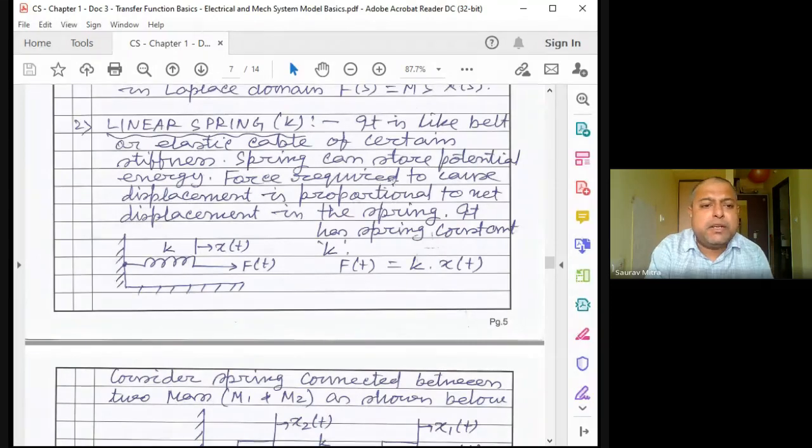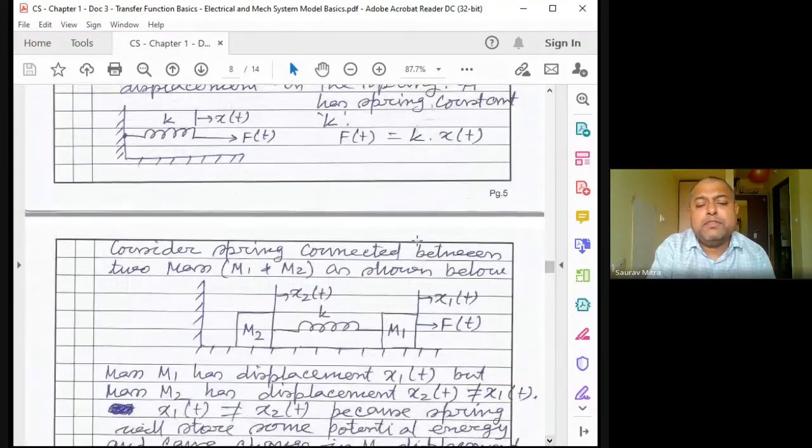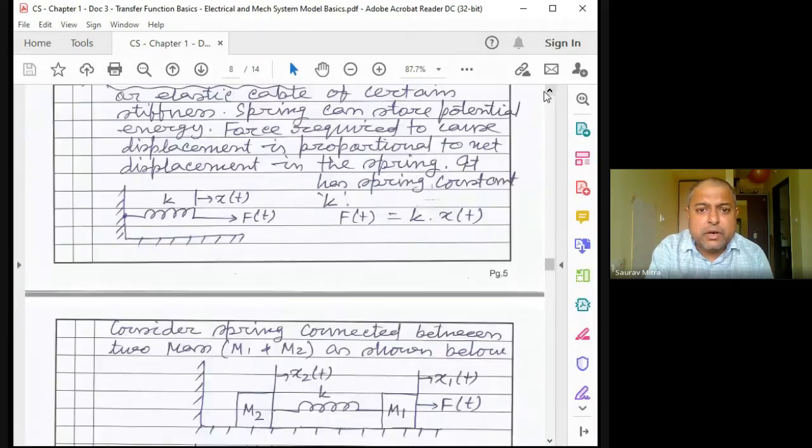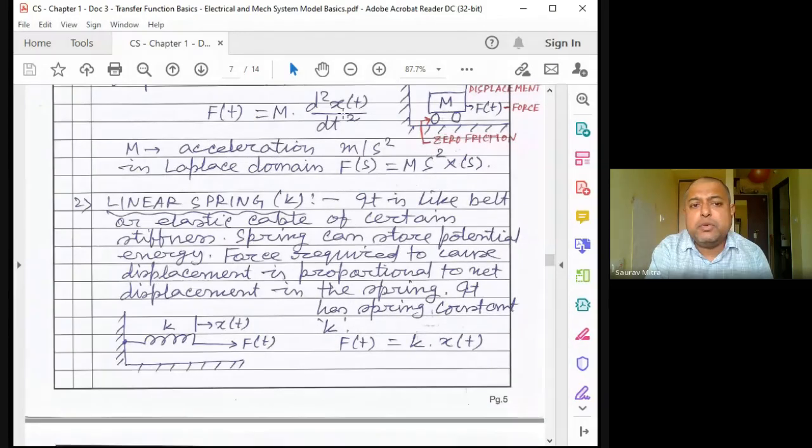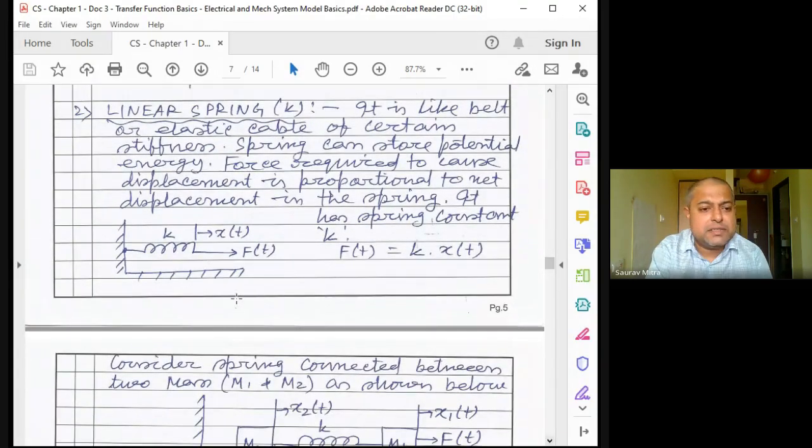The force required to cause displacement is proportional to the net displacement in the spring. So we give force as F(t), and it is K into x(t), where K is called the spring stiffness constant. Now if you find the Laplace transform of that, F(s) is equal to K into X(s). In the previous case, we found F was equal to m into d2x by dt2, that's why an s square came here, so F(s) is equal to m s square X(s). But in this case, F(t) is equal to K into x(t).